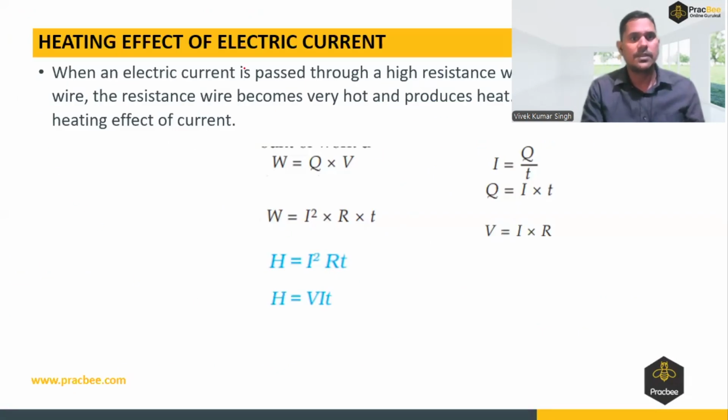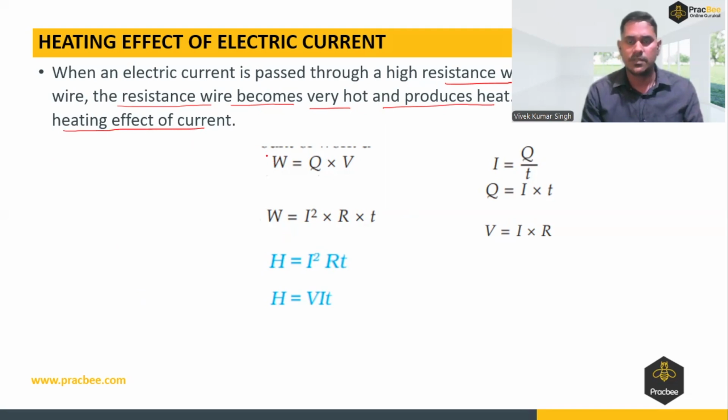So the next is the heating effect of electric current. When electric current is passed through a high resistance wire like nichrome, the resistance wire becomes very hot and produces heat. This is called the heating effect of current.